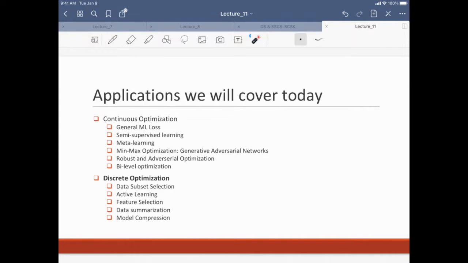Is line search a kind of bi-level optimization? That's a good question. I don't think line search is a bi-level optimization because you are not... I have to think more about it. I don't see the connection with bi-level optimization though for line search.